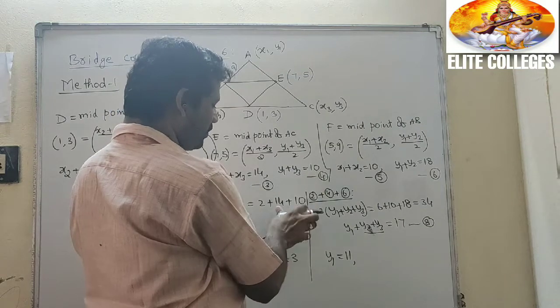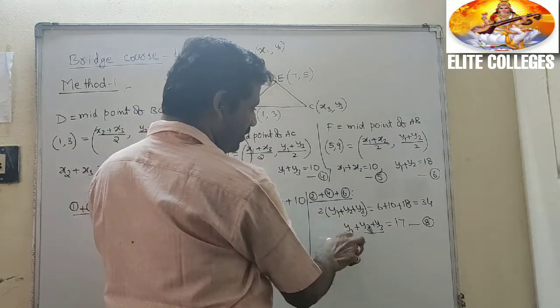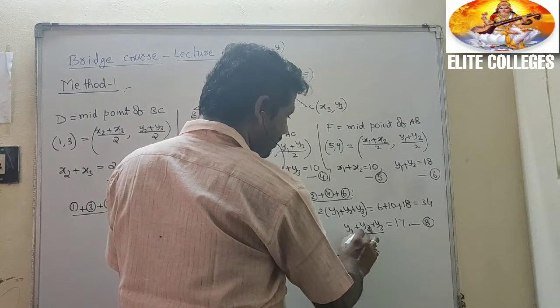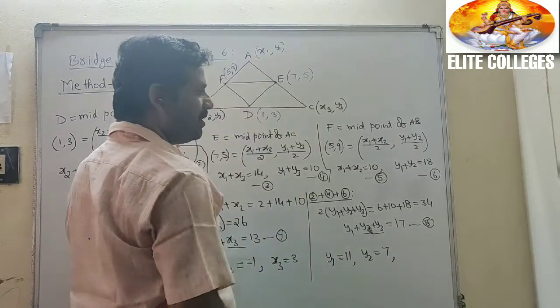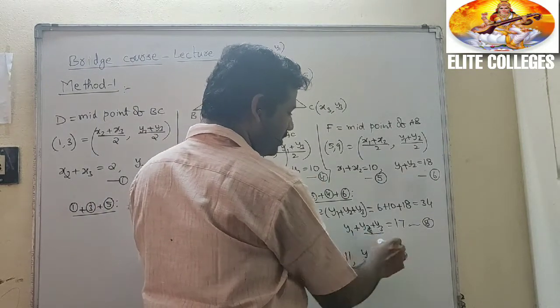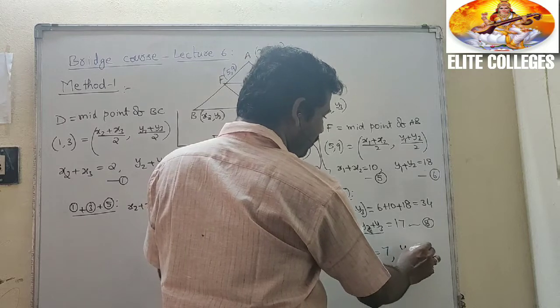Next see this one. y1 plus y3 equal to 10. 10 plus y2 equal to 17, so y2 equal to 17 minus 10, which is 7. y1 plus y2 equal to 18. 18 plus y3 equal to 17. y3 equal to minus 1.